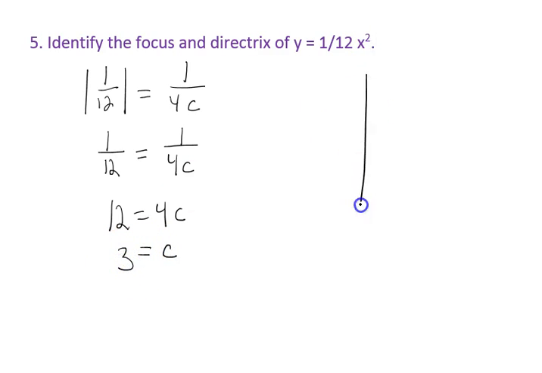So then you think about, okay, which way is this thing facing? And since it's y equals x squared and it's positive, that's a parabola that should face up.